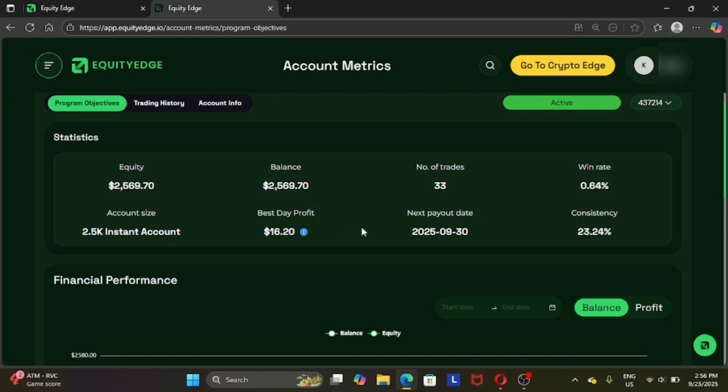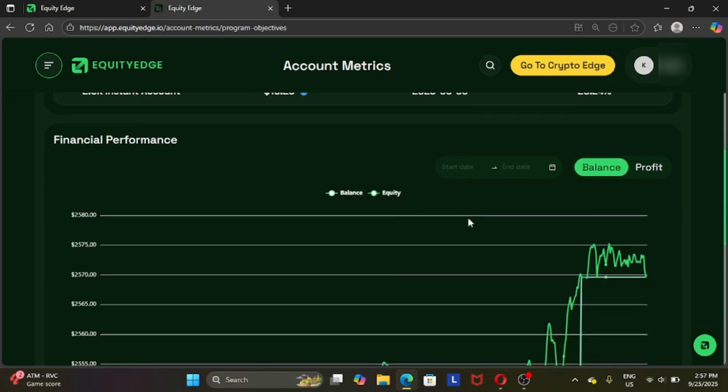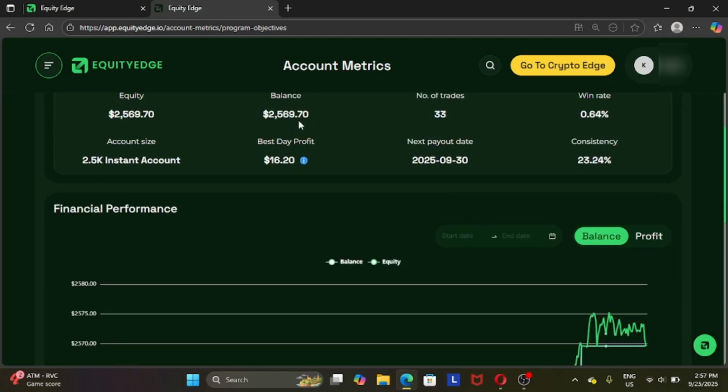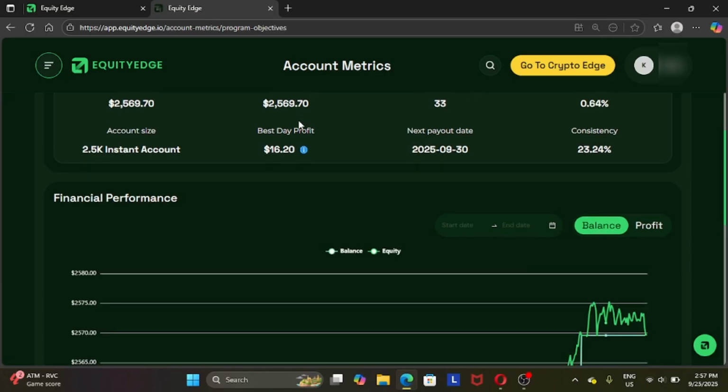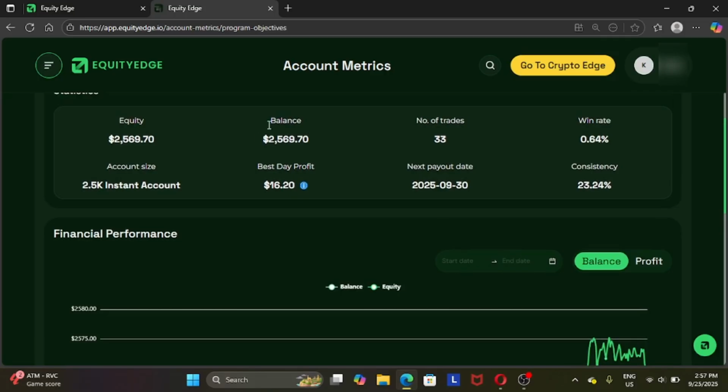Equity Edge has added this best profit day here, which is 1620, but I think it's a good thing so that people are reminded how much their best profit day is, so they calculate accordingly whether they want to stay in that bracket or increase it a little bit, minding the consistency score. So yeah, we made some progress. How much is this? Almost $50. So we are almost 3% in.